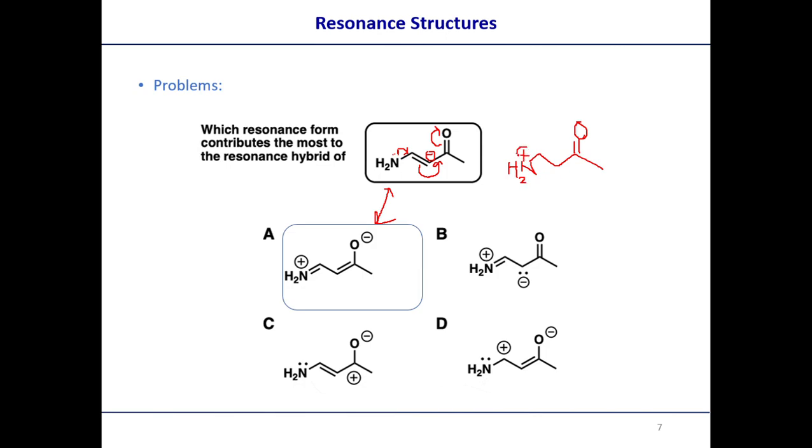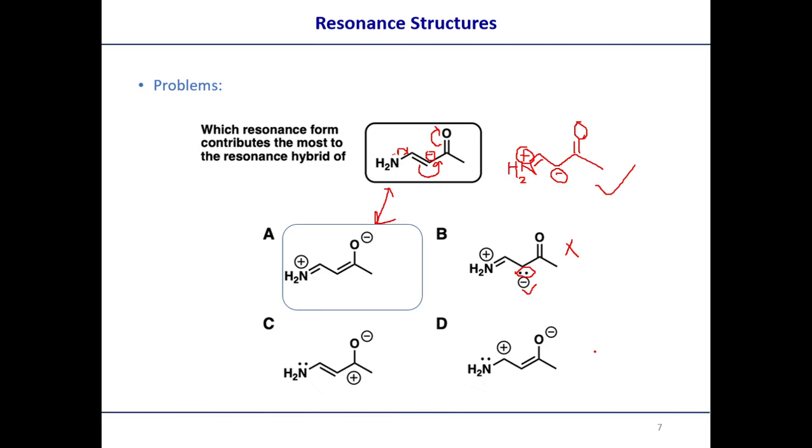Positive charge, double bond, negative charge, correct. This is the correct resonance structure. But in case of B, here they have shown these two pairs of electrons also along with the negative charge. That means this is the incorrect resonance structure. The correct one is this one.